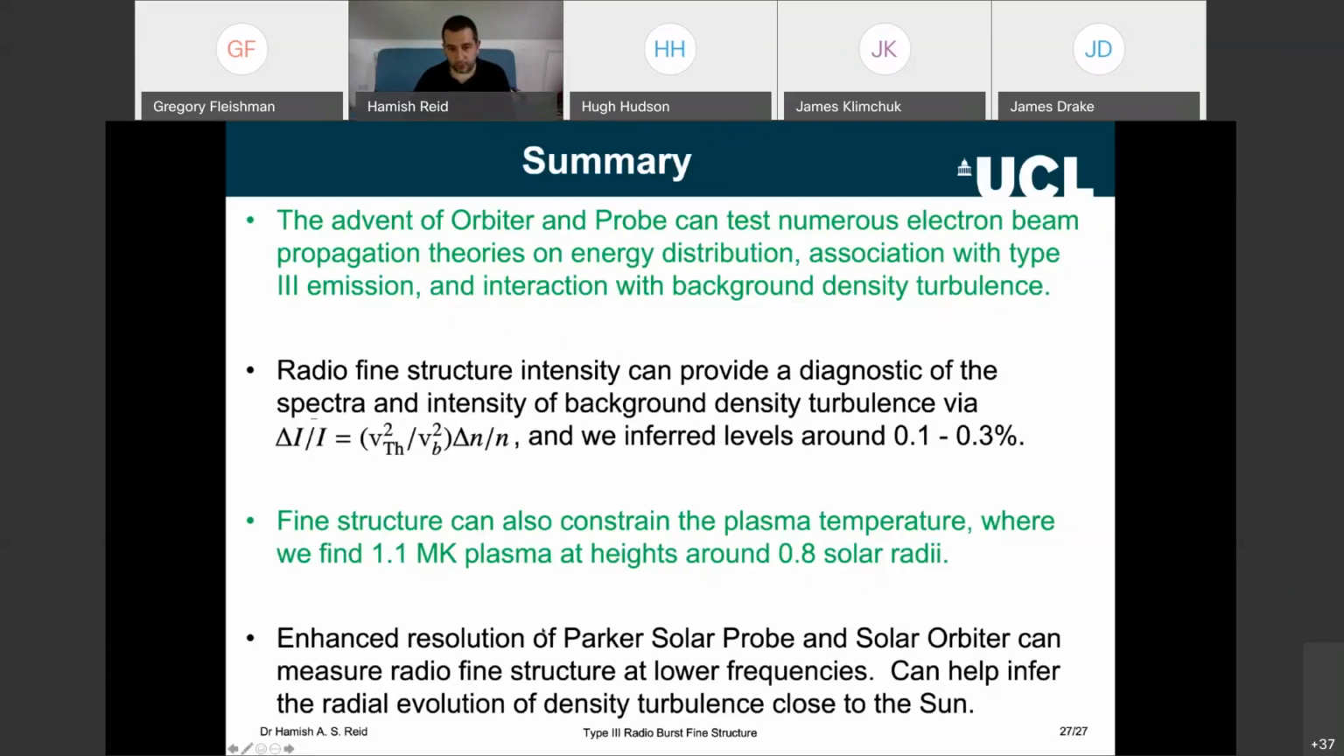And then we're also looking forward to the enhanced resolution of Orbiter and Probe, because they also see the radio fine structure at lower frequencies. They are observing striae with higher resolutions, and indeed, I think there is a Parker Solar Probe study already showing this, and so this should be able to help us infer the radial evolution of density turbulence close to the sun, where we can't measure it remotely. So I'll finish there. Thank you.